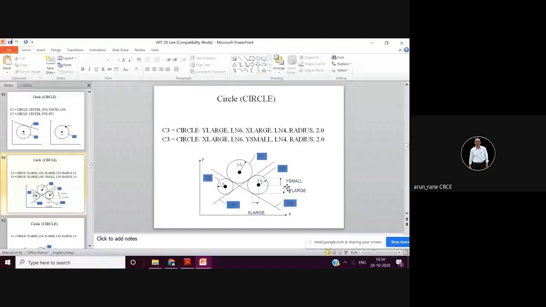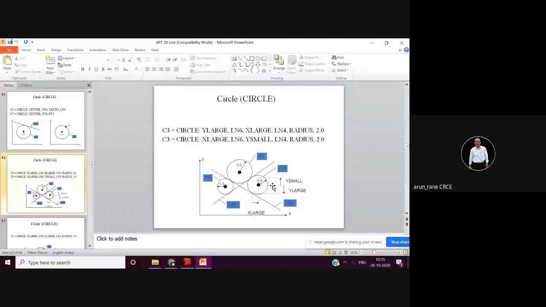So I hope you understood it. We are trying to draw the circle C3 here. Circle C3 is a circle, and the center, this is the center. Y large, line 6, then X large, and then line 4 and radius 2.